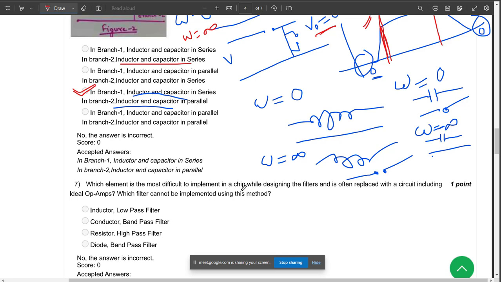Which element is the most difficult to implement in a chip while designing filters, and is often replaced with a circuit including ideal op amps? Which filter cannot be implemented using this method? So it is asking which element is most difficult to implement in a chip while designing the filters. It is the inductor. And what about the filter? Which filter?